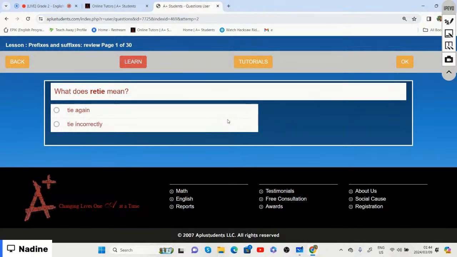Retie means again, right? So does it mean it's to tie again, or does it mean to tie incorrectly? Retie. All right, so what does retie mean? Retie means that I need to tie the thing again. Retie means to tie it again. So well done. Retie it is.